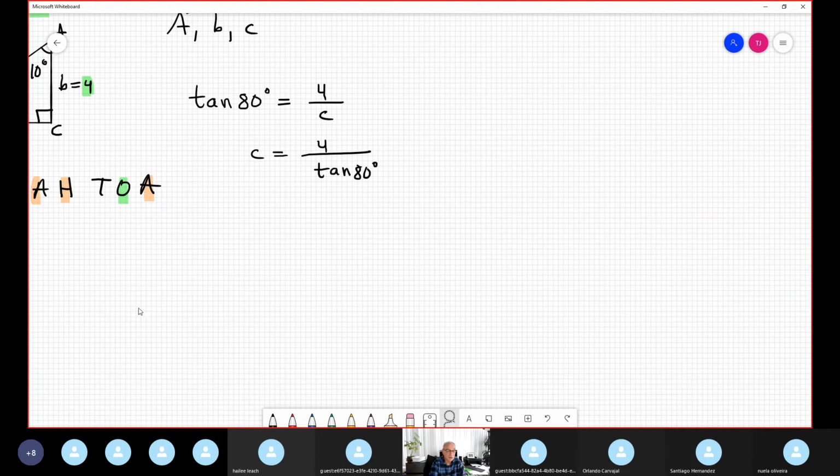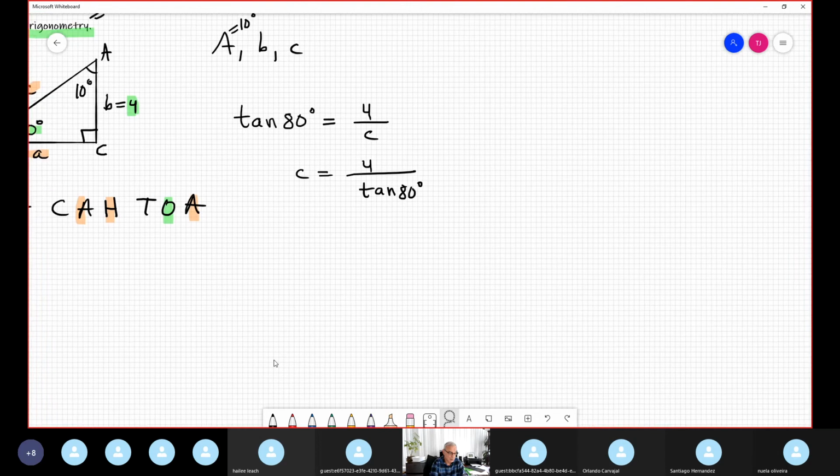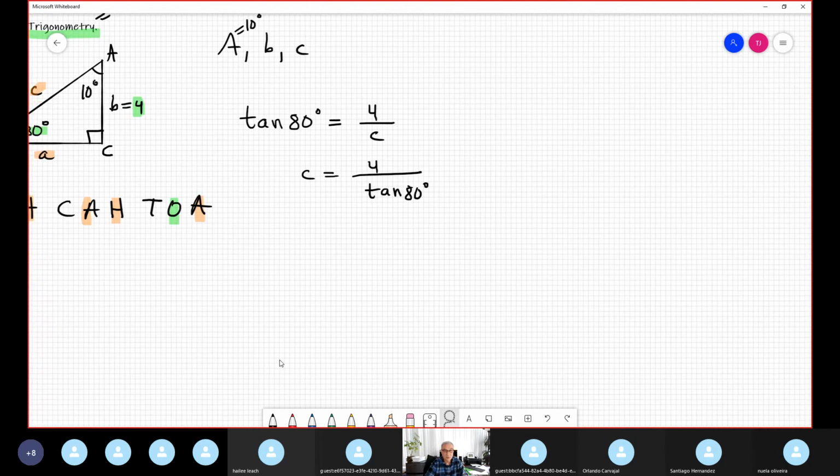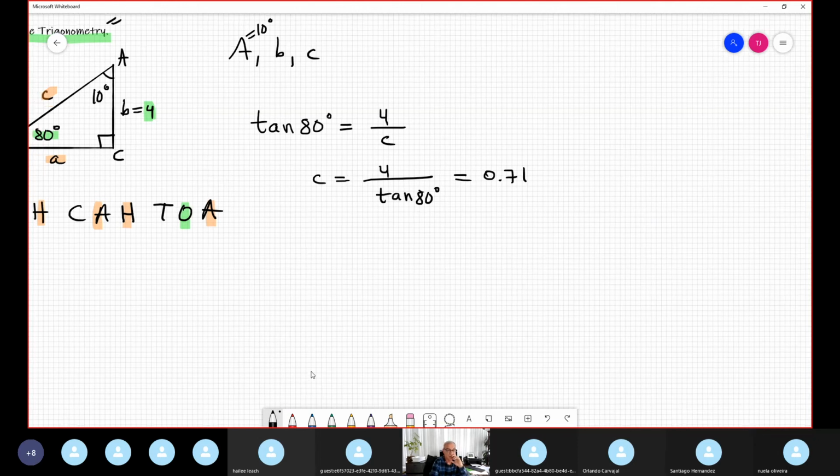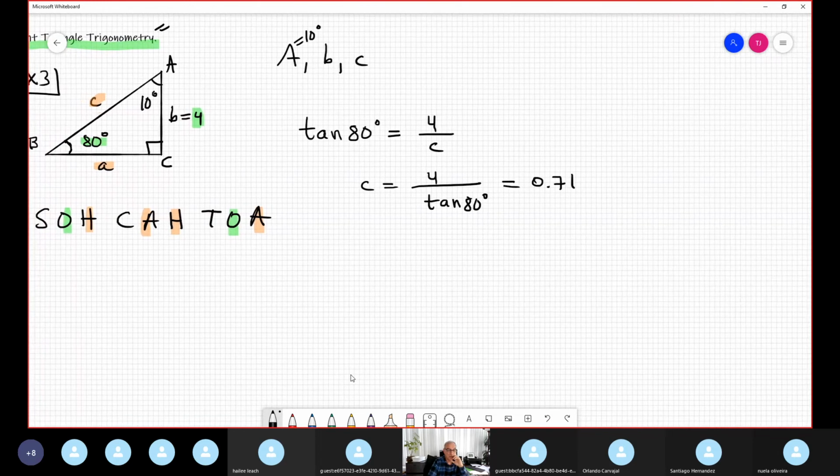C is C, no? C is 0.71. But this is weird, because this is the hypotenuse, no? All right, let me see. 4. No, something is wrong here. Yeah, I'm crazy. This is sine, no? Oh, this is tangent, Professor. No, this is sine. I am crazy. Yeah, you put that. Yeah, I see. Oh, it's sine. It's sine.